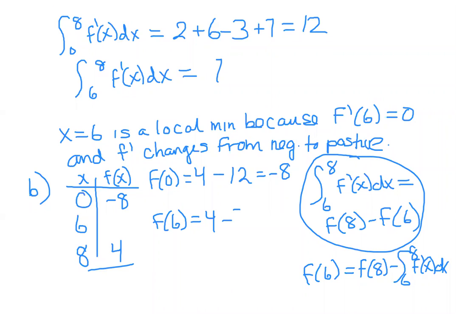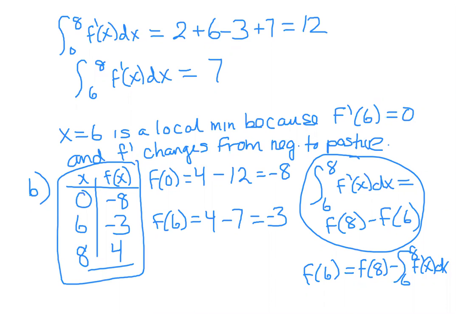That's 7. So 4 minus 7 equals -3. So this is our little chart that tells us what the absolute minimum is, and it's going to occur either at 6, which is the local min or relative min, or the endpoints. So what is the absolute min? Absolute min is -8 at x equals 0.